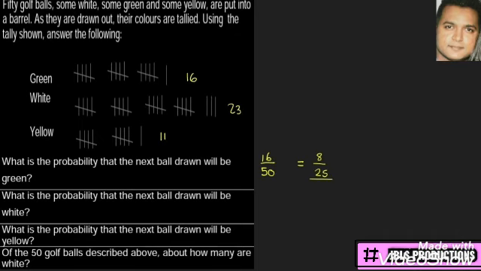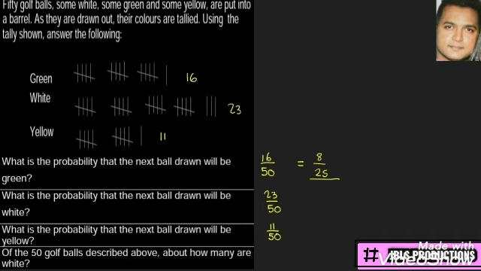Alright, come to the next one. What is the probability that the next ball drawn will be white? So our white number is 23 over 50. And the next one would be, what is the probability that the next ball drawn will be yellow? So we'll have 11 over 50.